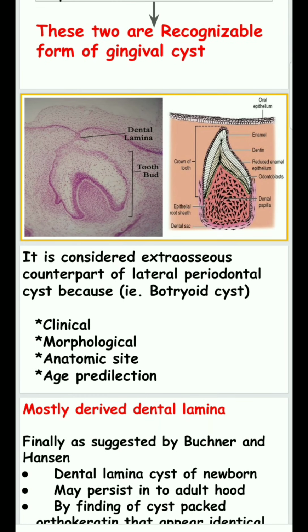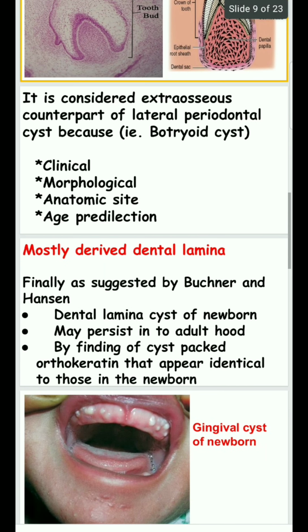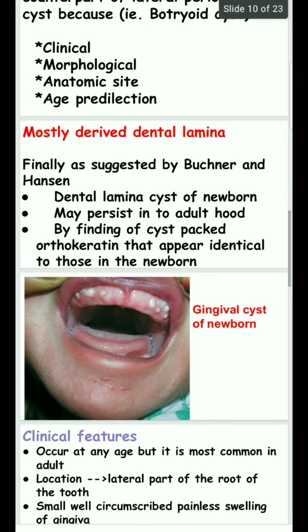It is considered a lateral periodontal cyst because it looks like one morphologically, anatomically, and in age predilection. It looks like a variety of lateral periodontal cyst, that is the botryoid cyst. So it is considered a botryoid cyst. It is mostly derived from the dental lamina. Finally, Buchner and Hansen suggested that it is not derived from this kind of cyst. It is derived from the dental lamina cyst of the newborn. This dental lamina cyst of the newborn gets prolonged and leads to the formation of this kind of gingival cyst of adult.